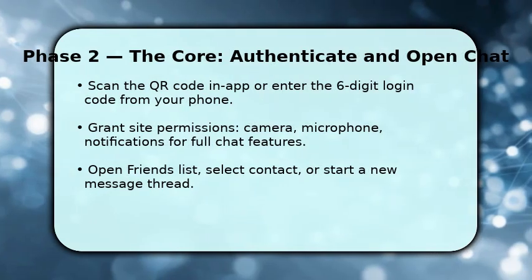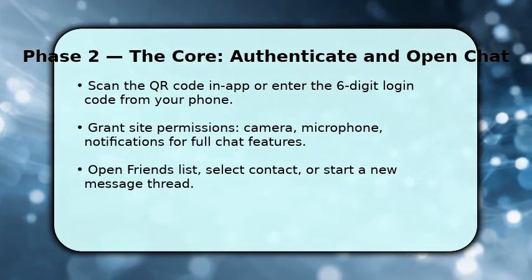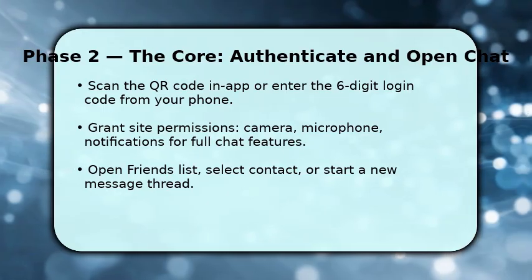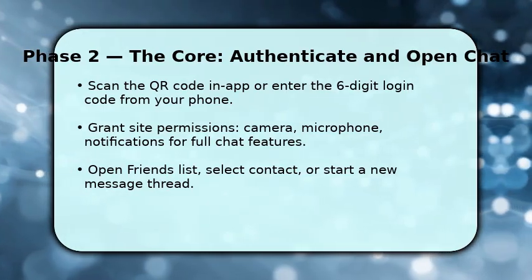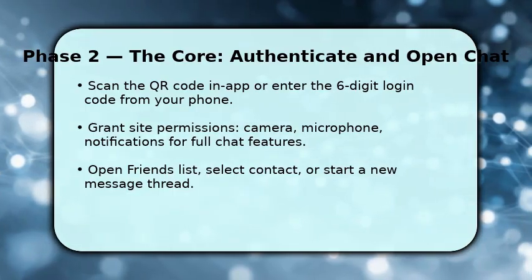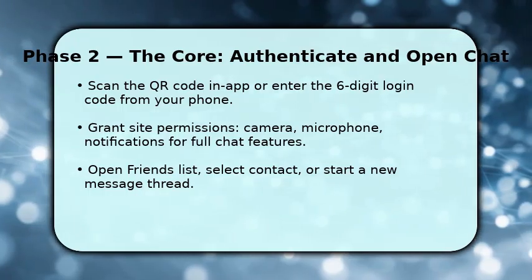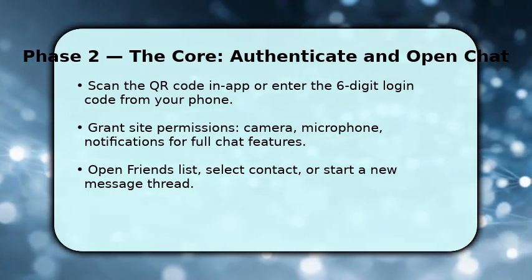Once authenticated, you complete the core setup by granting permissions, camera, mic, and notifications, so messages, video, and alerts work seamlessly. Next, load your friends list and use the search field to find the person you want to message. Click their name to open the chat pane. You can type, send stickers, or start a video call.